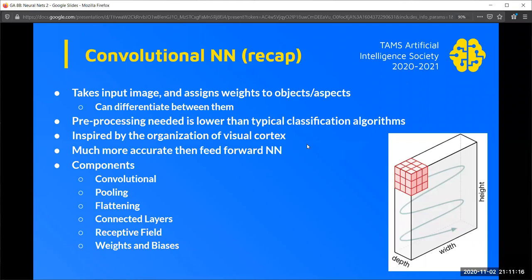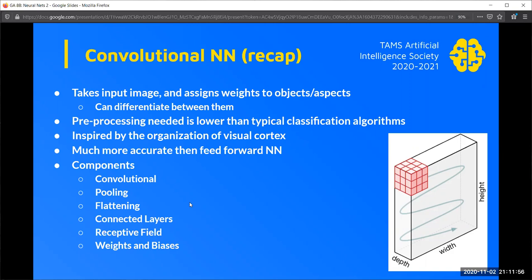So it's inspired by the organization of the visual cortex because everything in AI pretty much is modeled after human intelligence, just trying to manufacture it, hence the name artificial intelligence. Anyways, so for a convolutional neural network, these are the components or layers of it: convolutional, pooling, flattening, and the connected layers. Sometimes I've heard them called fully connected layers too, because in convolutional neural networks they're typically fully connected. And that just means that every single neuron is connected to every single neuron in the next layer.